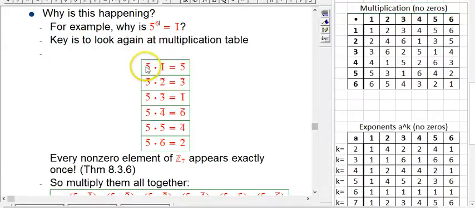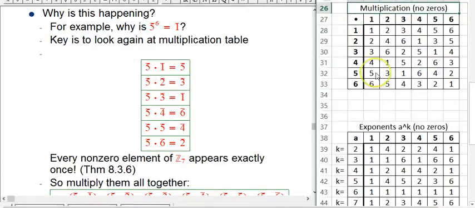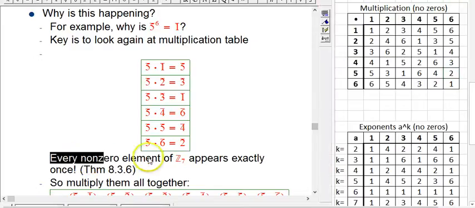And we just look at the 5 row of the multiplication table right here, and we see that 5 times 1 is 5, 5 times 2 is 3, 5 times 3 is 1, etc. There's a really important fact that comes from chapter 8, which might not have seemed incredibly important at the time, but now is becoming very important: every non-zero element of Z mod 7 appears exactly once in that row.